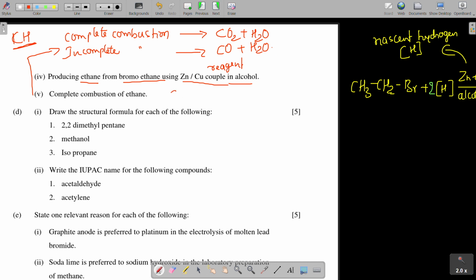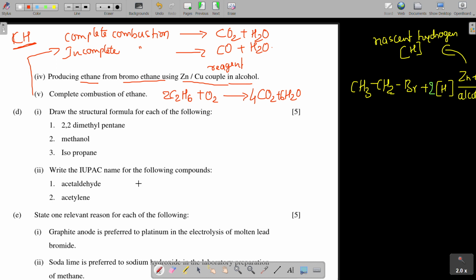Complete combustion of ethane, C2H6 is the ethane. For combustion what you need? Oxygen. So what you are getting? CO2 plus H2O. This is your skeletal equation. You have to balance this equation. If I write here, you need 2 C2H6, 7 O2, then 4 CO2 plus 6 H2O.